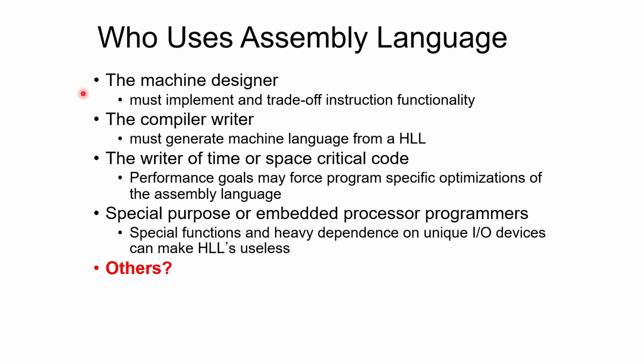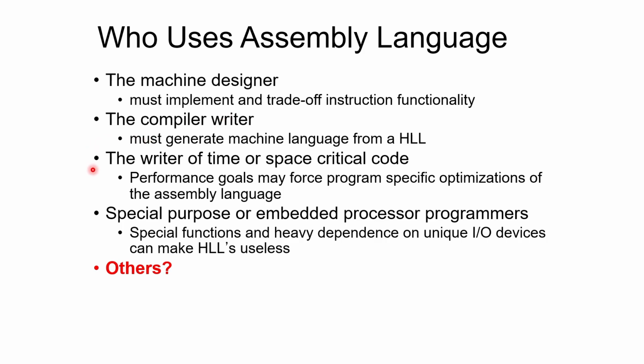Second are the compiler writers. The compiler writer must generate machine language from a high level language. Like earlier we saw an example that C code was converted to assembly language using the compiler. So basically, these are the people who write the compiler, so they must be familiar with assembly language.